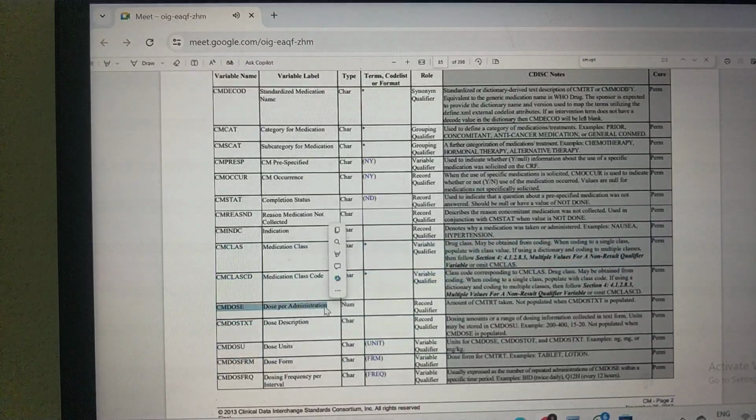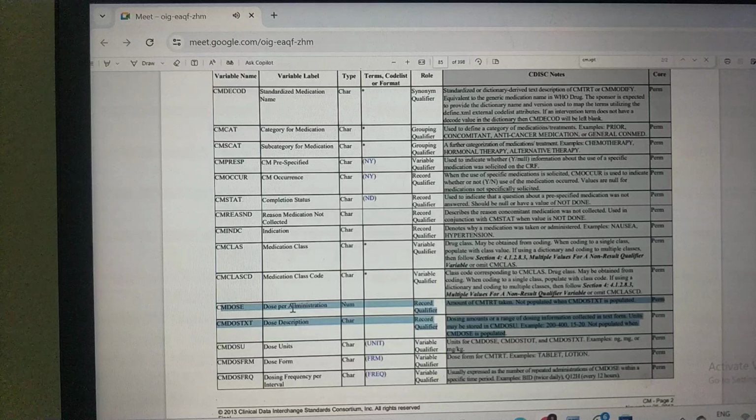CMDOSE. Dose is nothing but the amount of the medication the subject took. Obviously, what kind of dose is it? If it's an injection, it's 1 ml, 0.1 ml, 0.01 ml. If it's a tablet, 100 mg, 200 mg, 250 mg, 1000 mg, whatever it may be. So this is CMDOSE and CMDOSTXT, the dose text. Here the important thing you need to understand is: what is the dose, and what is the dose text? For example, we'll have 200 as a mg value that goes into CMDOSE. For example, 500 mg will come into the dose.